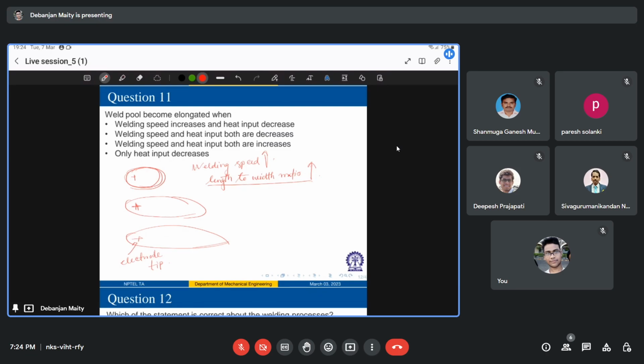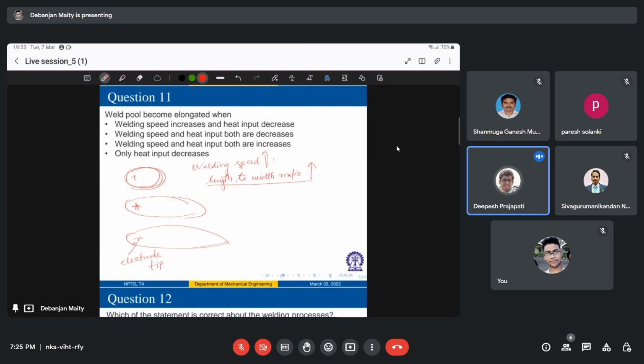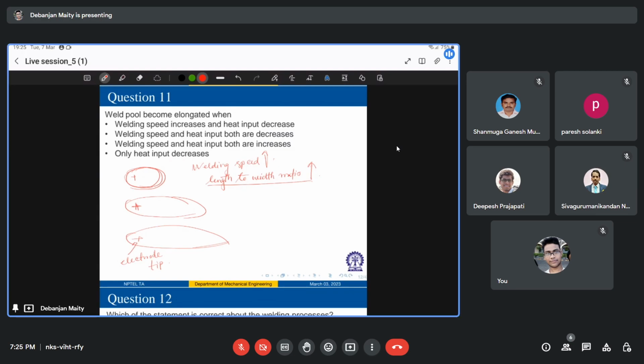For which material will the pool shape be much more significant, whether it will be stainless steel or aluminum? What property does it depend upon? It depends on thermal conductivity. The lower the thermal conductivity, the more difficult it is for the weld pool to dissipate heat and solidify, right? So pool shape will be more significant in stainless steel compared to aluminum.